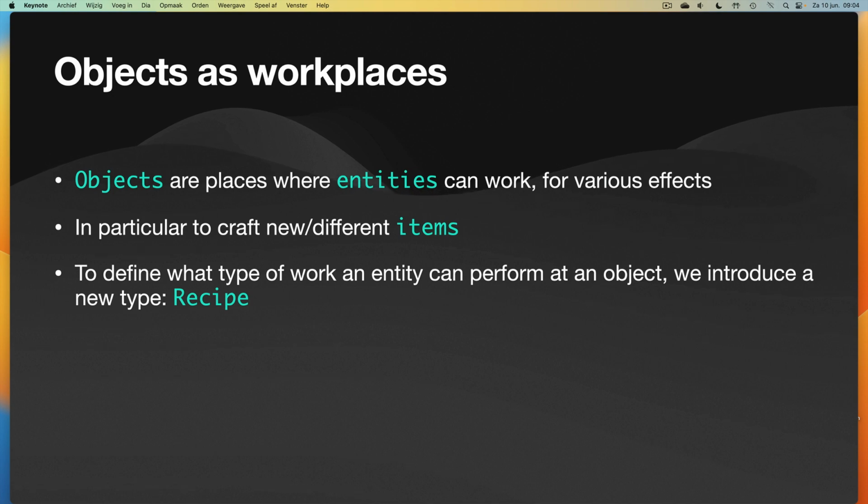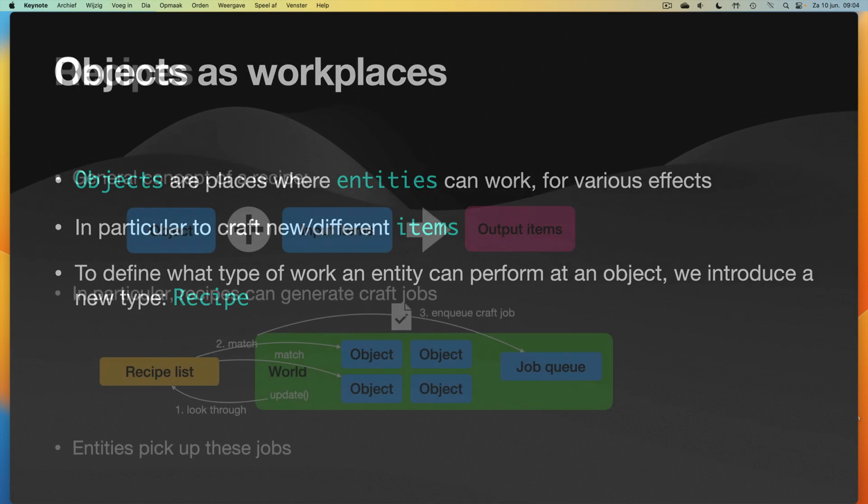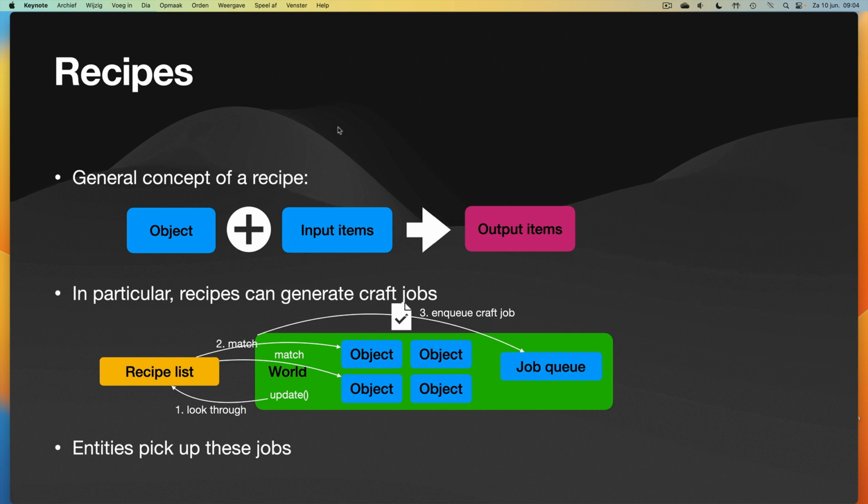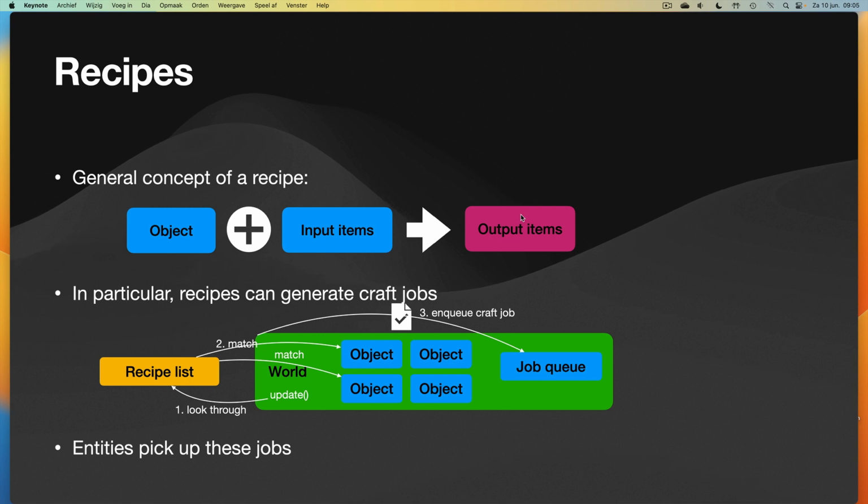And to define the type of work an entity can perform at an object, we will introduce a new type called a recipe. A recipe is basically an object, a place where you can work, with some input items that lead to some output items. Typically a specific item type, but you could get one or several out of the recipe. And we will do that by having recipes generate craft jobs.